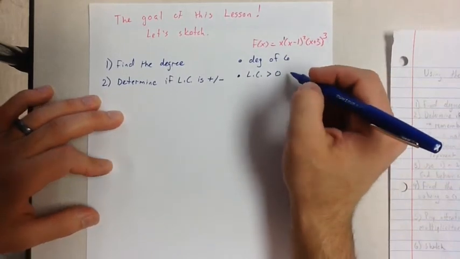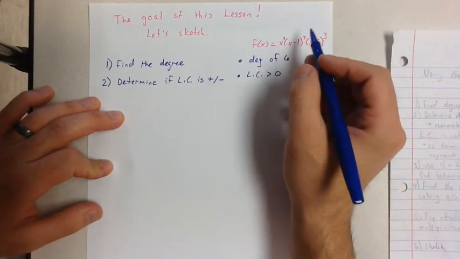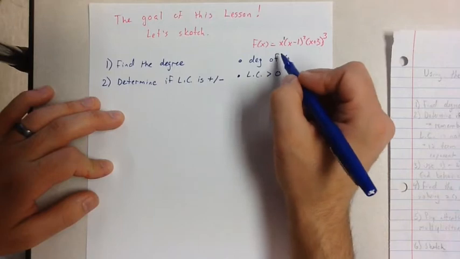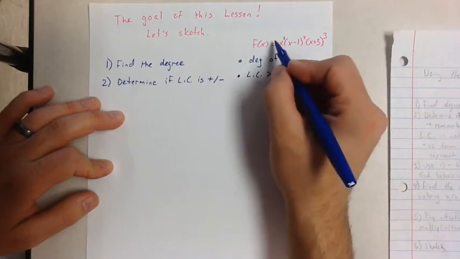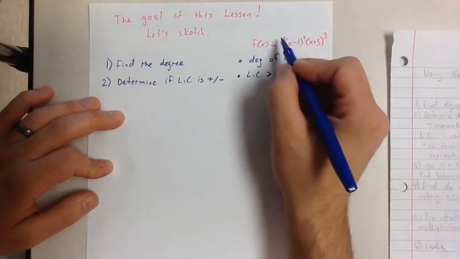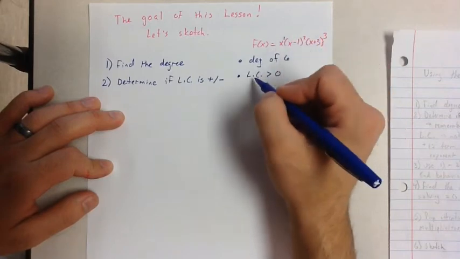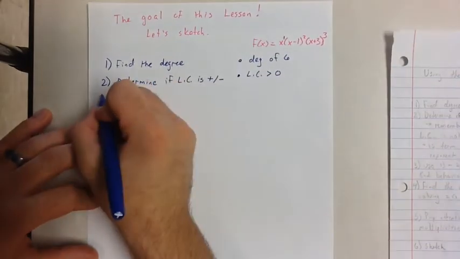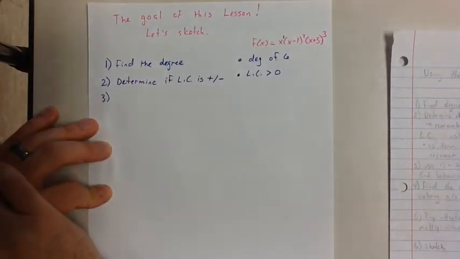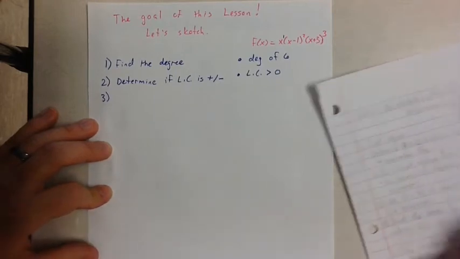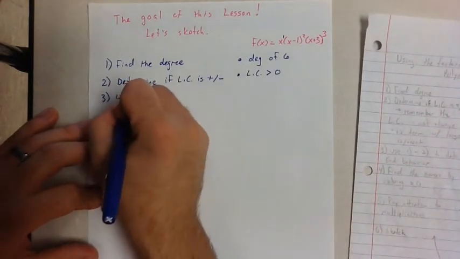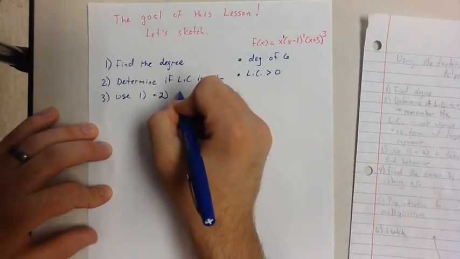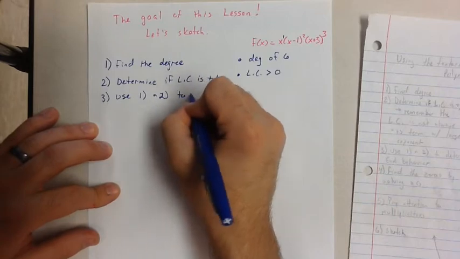And as I'm writing that down, I'm thinking, well, what if we have like a 2x minus 1 or a 5x plus 3? Well, if that's the case, then you will have to look at those numbers multiplied together. But since all of our coefficients are 1, our leading coefficient will still be 1. So it's greater than 0. So the purpose of doing that is we want to now use steps 1 and 2 to determine end behavior.